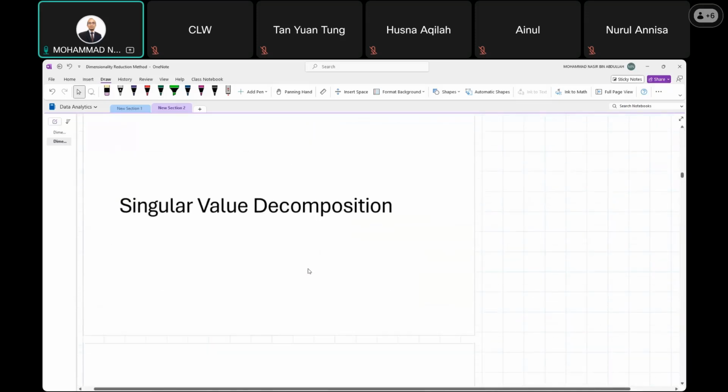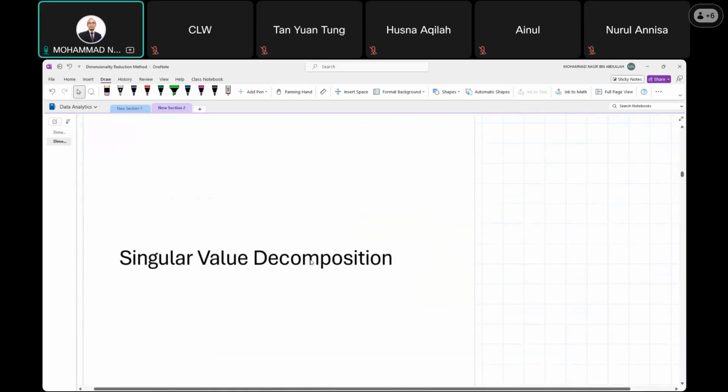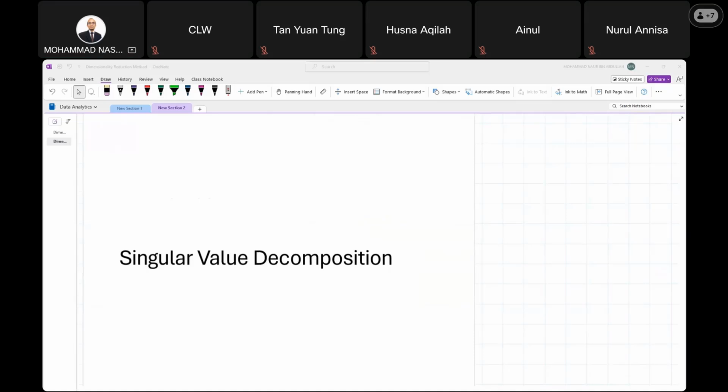So let's look at the first one, which is singular value decomposition. But before that, do you have any questions so far? Any question to ask? Any question?